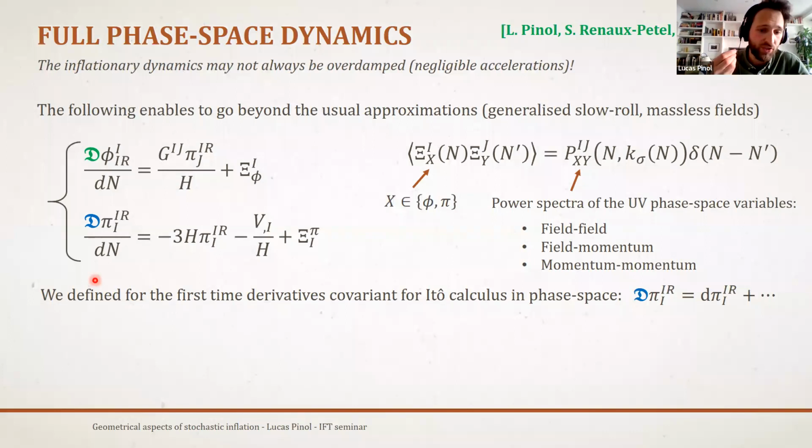We computed the noise-induced term for the Ito prescription. And in particular for the momenta, I just want to stress that it is quite non-trivial because the momenta are covectors of the field space. This is quite different from the phi I, which are coordinates of the field space. And therefore, the covariant derivative of covectors is much more complicated to define.